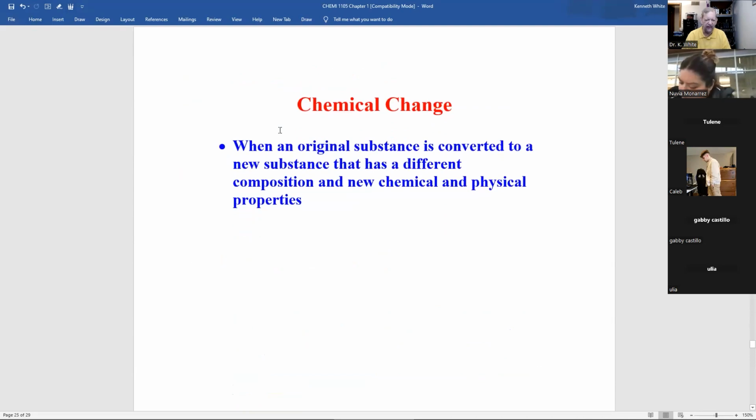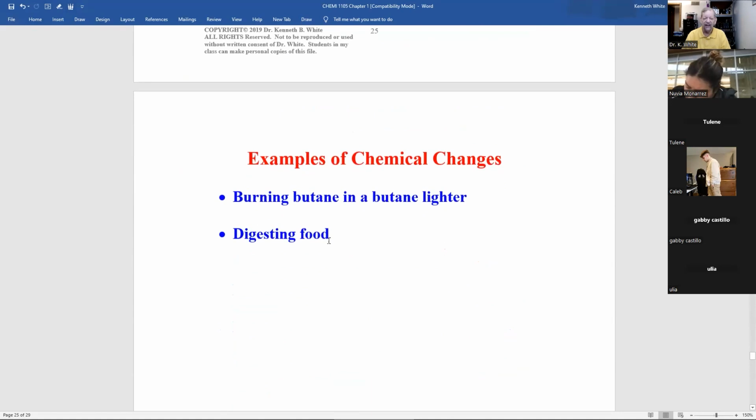Now, chemical change is when an original substance is converted into a new substance that has different composition, new chemicals, new chemical and physical properties. Examples of that, be careful, when you have a lighter, you know, those little lighters that have the liquid in them, when you click it and do a spark, it causes the butane to burn to give off carbon dioxide and water plus the heat, the flame.